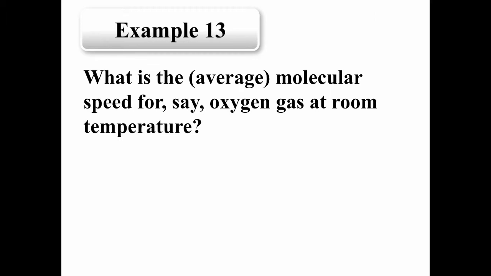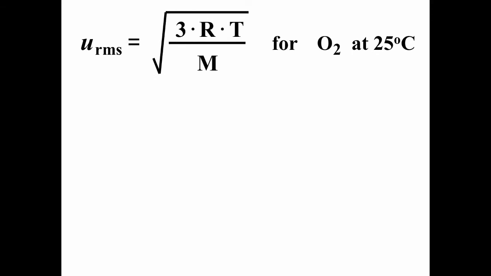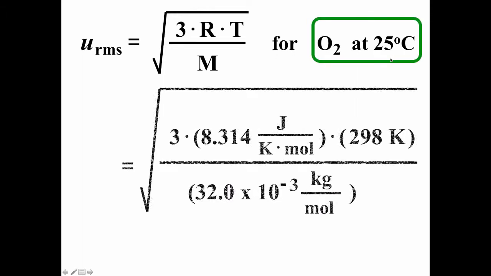One of the things we didn't do in the previous screencast was actually calculate a molecular speed for some molecule. So let's do that. And let's pick, say, oxygen gas at room temperature as a representative example calculation. Well, to calculate a molecular speed, we use the relationship: average molecular speed, u_rms, equals the square root of 3RT over M. We're going to do this for oxygen gas at 25 degrees Celsius.